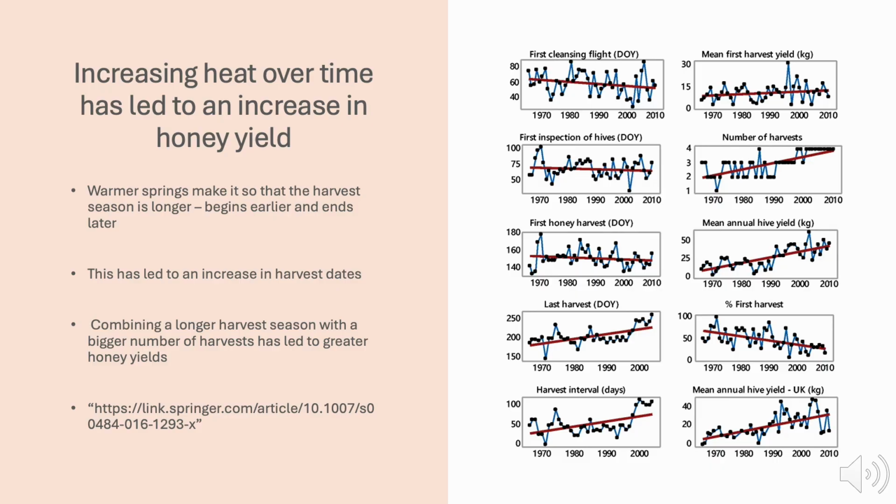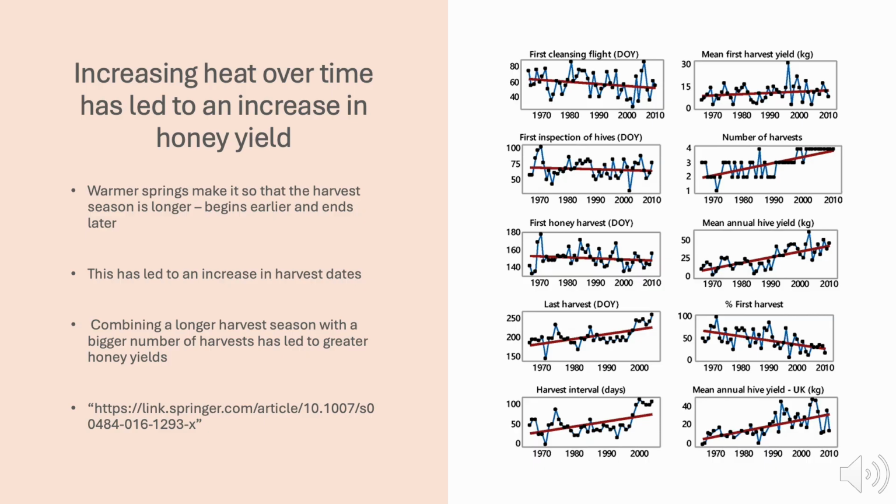First, we'll look at how an increase in heat over time has affected the total honey yield. According to this article linked here, rising temperatures have been associated with increases in honey yield over time. We've had warmer springs recently, and this causes two major changes. The harvest season starts earlier and ends later, which extends the foraging window. This longer season allows for more total harvest per year, raising overall honey output.